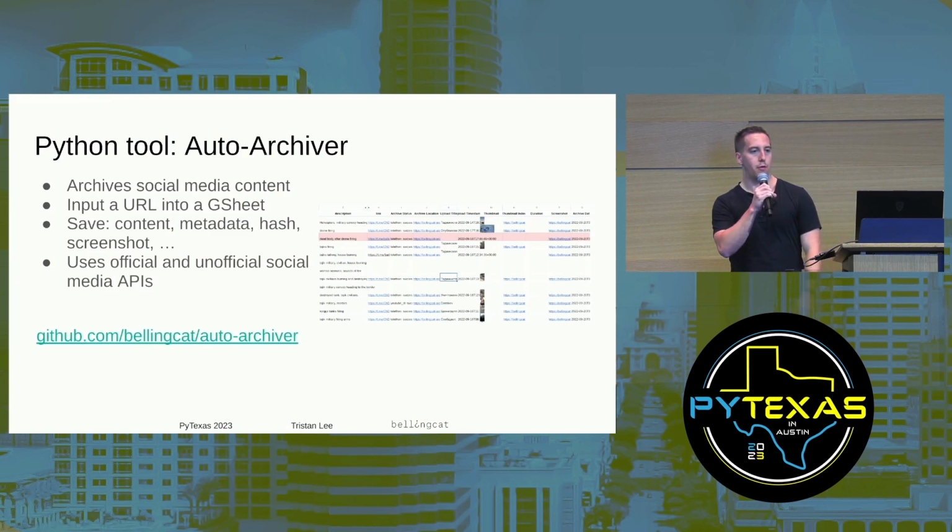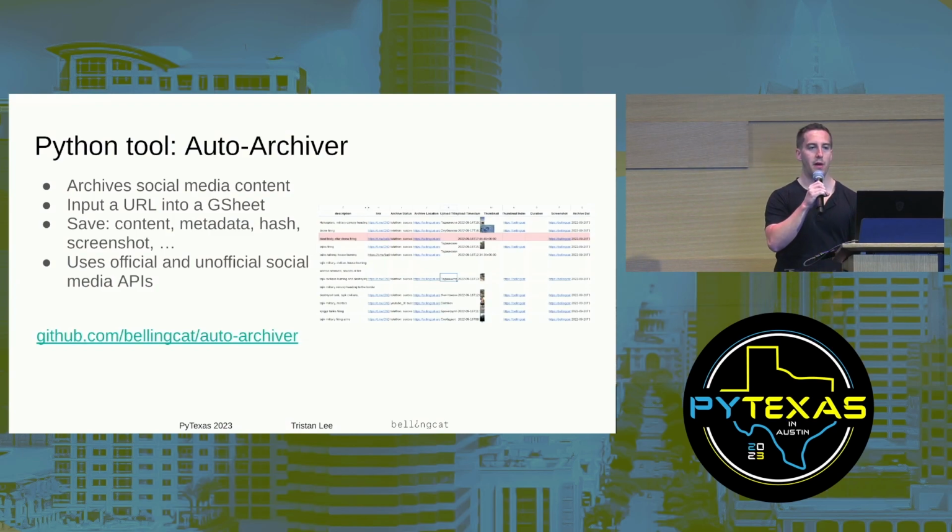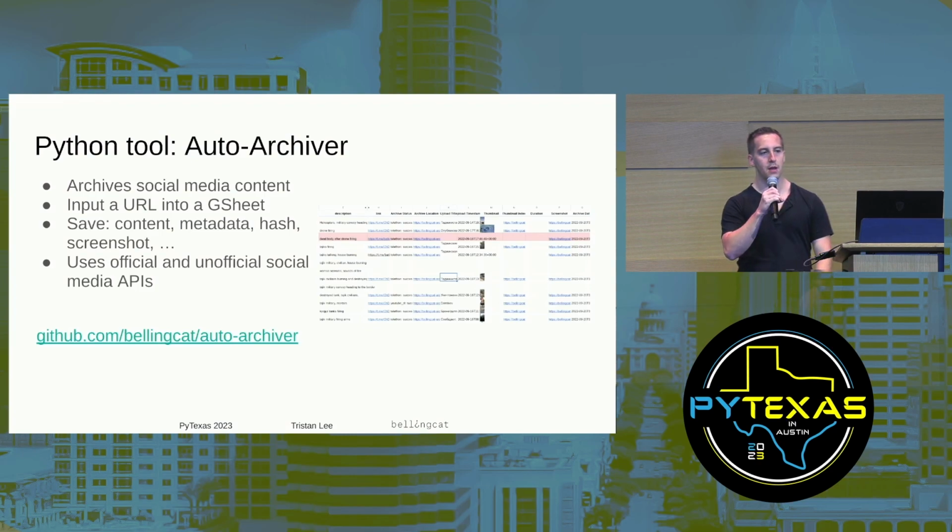So the first Python tool I want to talk to you about is the Auto Archiver, developed by some of my colleagues at Bellingcat. It automatically archives posts, images, and video from a variety of social media platforms. The way it works is that researchers paste a URL of a social media post into a Google Sheet, and then any media, metadata, and a screenshot of the post is automatically downloaded and saved. And we wanted to make this interface as easy to use as possible for non-technical researchers, right? Simple is better than complex.